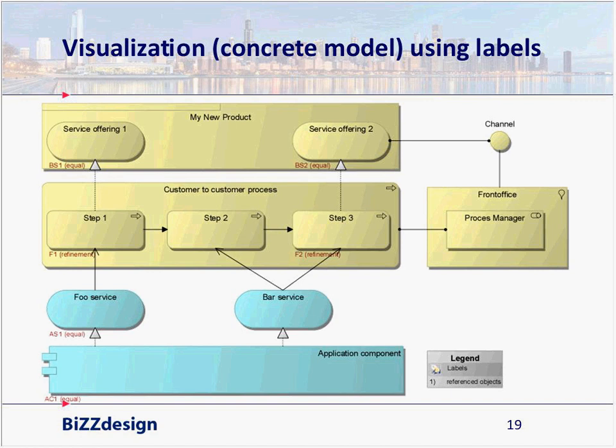So we see, for example, that the service offering 1 is equal to business service number 1, or BS1, from the reference architecture. Also, we see that step 1 and step 3 in the process are refinements of two functions from the reference architecture.